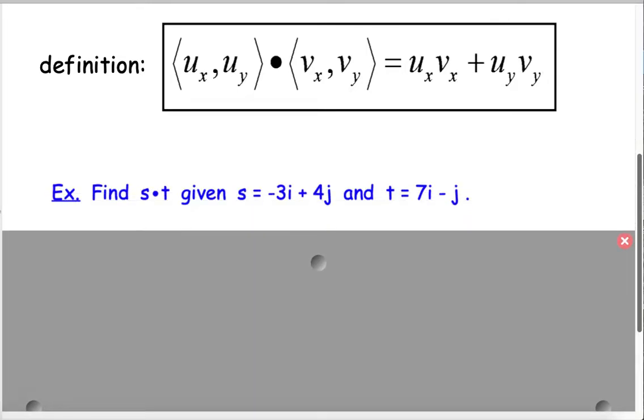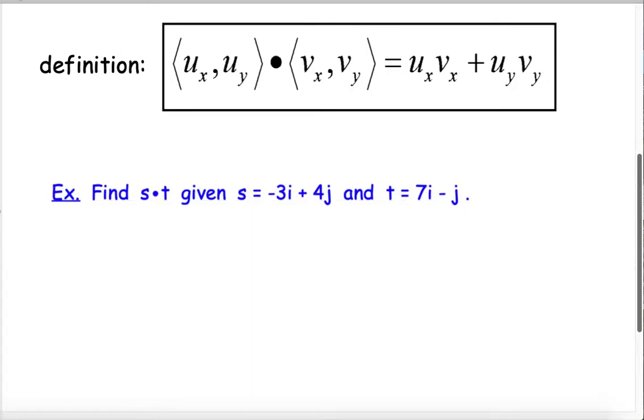Now we're going to spend some time figuring out how that's useful. But first of all, let's practice this. If I give you two vectors s and t, find their dot product. Once again, hit pause, calculate your answer, and then see if you got it right. Notice these two vectors are in ij form, where i and j are those unit vectors, 1, 0, and 0, 1. But it's still the same idea.